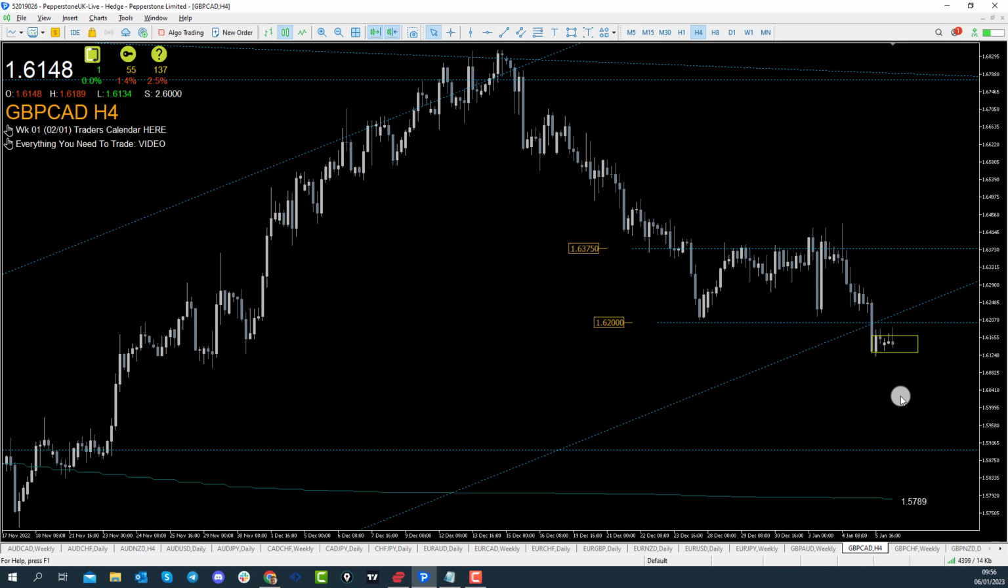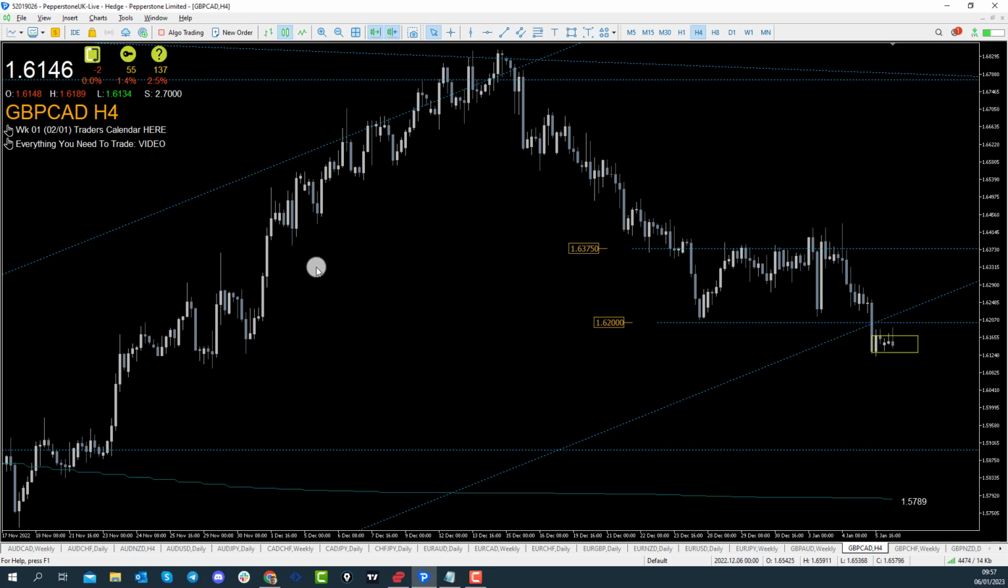The only caveat today is obviously we've got NFP. So pound US dollar is going to be affected by that. Pound CAD's going to be affected because we do have employment data out of Canada alongside the NFP as well. So that's something to consider when you're looking at pound CAD, pound US dollar going into today.